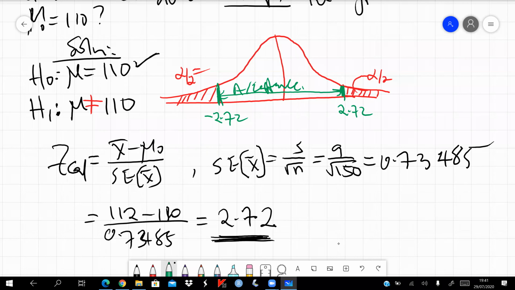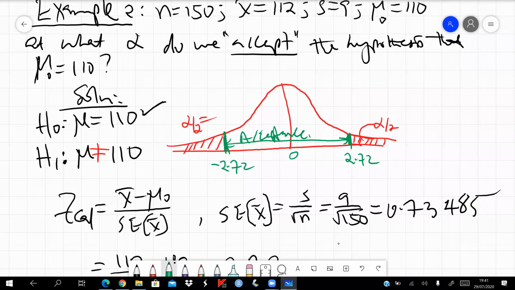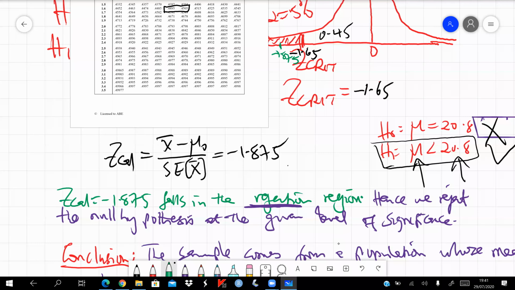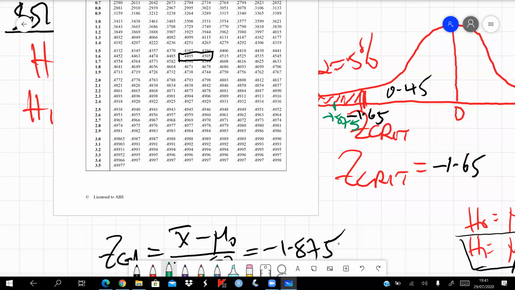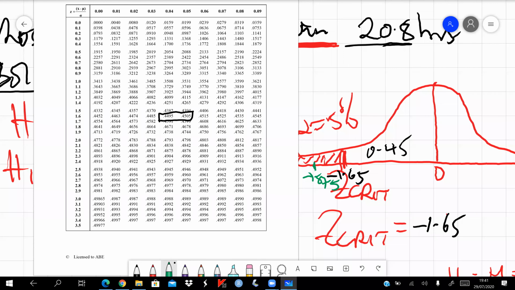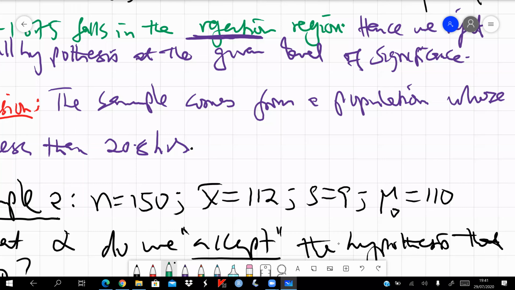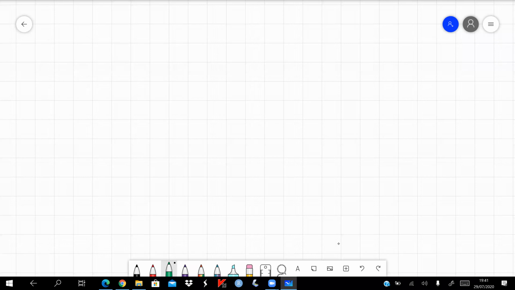So now you go to your tables and check the area corresponding to that value of Z. Our Z is 2.72. This is the guy: 0.4967. Which probability is that? That corresponds to which area?